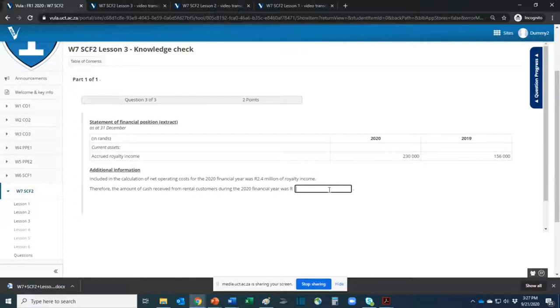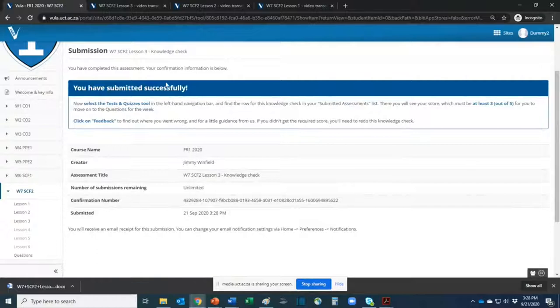Because in fact, in this case, you take that 2.4 million and you now subtract the 230,000 closing balance and add the 156,000 opening balance, and she would get 2,326,000 if she were to do that correctly. And so now she submits for grading. Thank you very much. She's told she's submitted successfully. She needs to get at least 3 out of 5 to move on. So let's go and have a look at how she actually did.